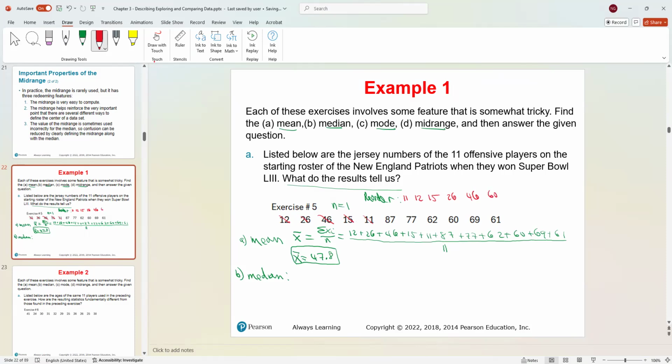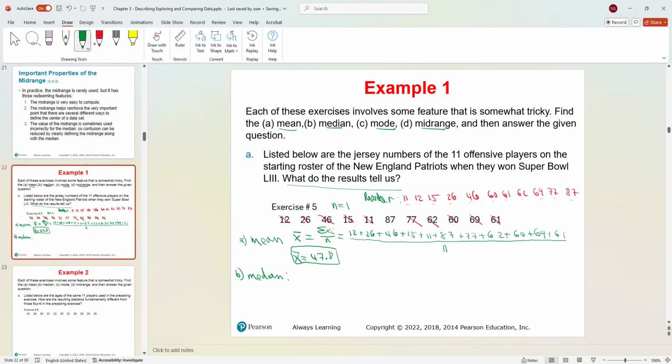60, 61, 60, 61, 62. I cross them out so I don't take them twice, and it makes it much easier for me. I see 69, 77, and 87. So if I count 1, 2, 3, 4, 5, 6, 7, 8, 9, 10, 11.